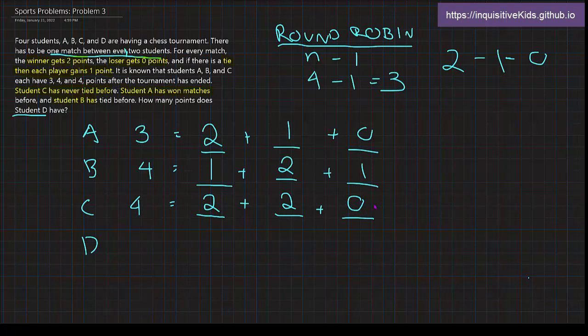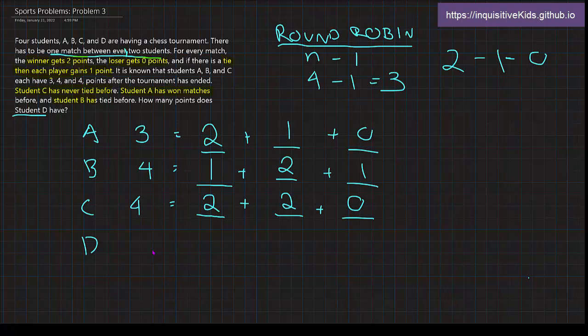So we have A, B, C filled up, but really, what are we trying to find in this problem? We're trying to find how many points student D has. And so far, we haven't even thought about that yet. So how do we use the information from here to there?